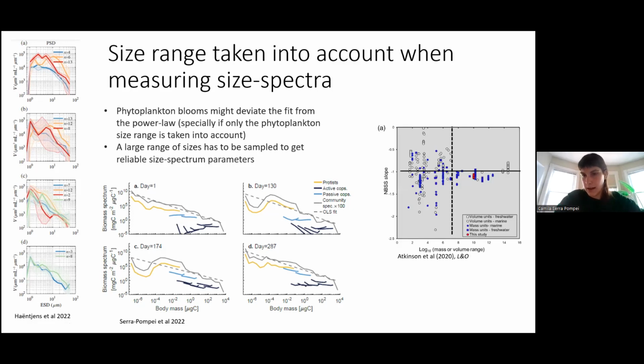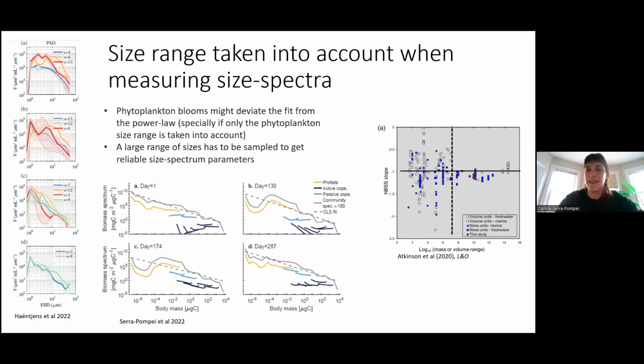And this is something that they already said in the study of Atkinson et al., where you need to measure a wide range, in this case mass range, to really get reasonable parameter values, in this case of the slope of the size spectrum. So if you measure a small size range of particle sizes, you can get almost anything, whereas the larger the size range you sample, the more you will converge to some kind of theoretical value.